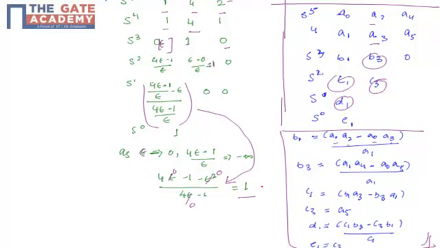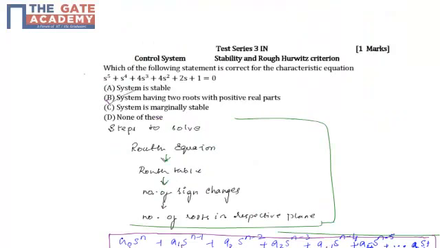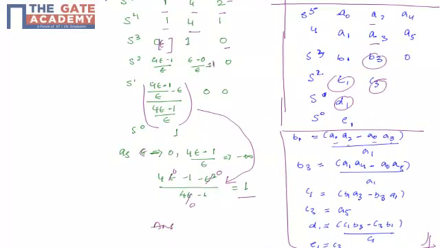So we can see that there are two sign changes in the first column, that is plus to minus and minus to plus. These are the two sign changes. So there are two roots in the positive real axis, that is option B. So the answer is B.